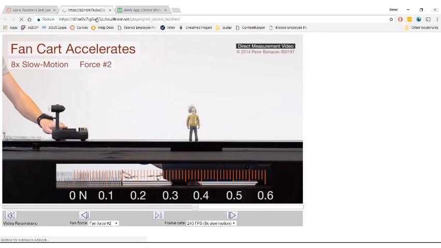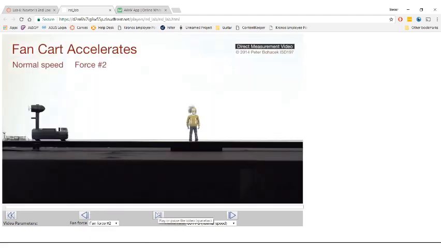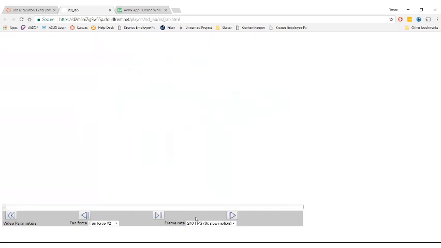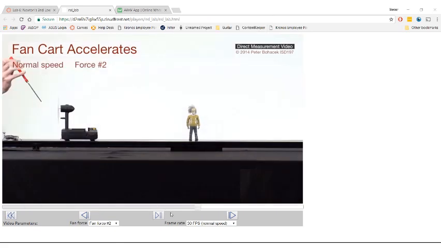let's refresh and try again. So fan force 2, let it play this time. Remember to go to 240 FPS. And hit play. I'm not sure what's going on here. Let me pause the video and see what I can figure out. Okay, here we go, figured it out.